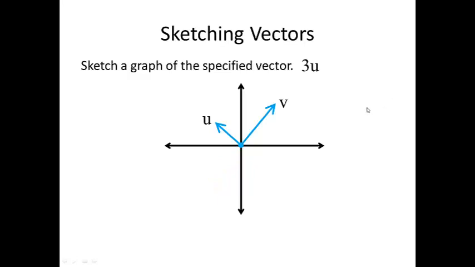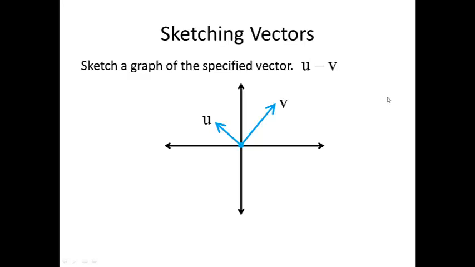Let's do another one. How about 3 times u? Here's u. 3 times u would be like that. 3 times as long. Okay? What about u plus v? Remember u plus v, head to tail, or make a parallelogram? So you're going to go head to tail and put that there. So that's how you get u plus v.